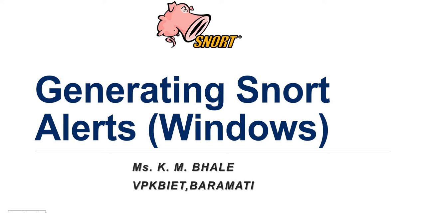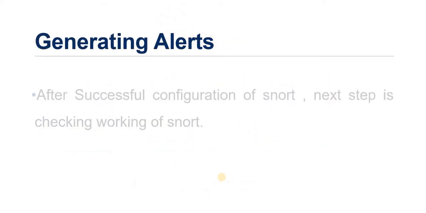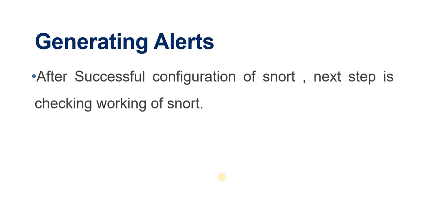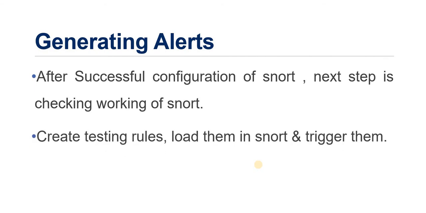Hello students, today we will see generating of Snort alerts on Windows operating system. So it is assumed that you have already installed and configured Snort successfully on Windows. After successful configuration of Snort, the next step is checking the working of Snort, whether Snort generates the alerts or not. So for that you have to create testing rules, load them in Snort and trigger them.